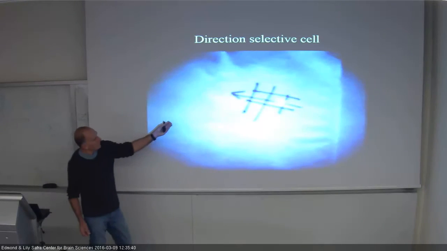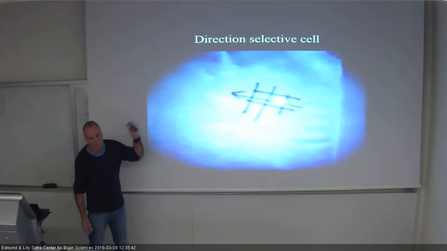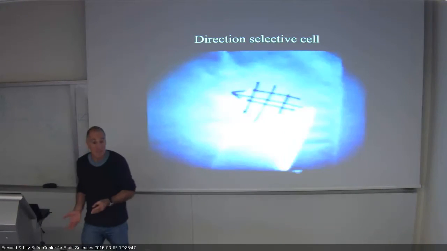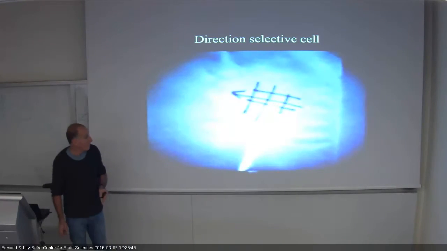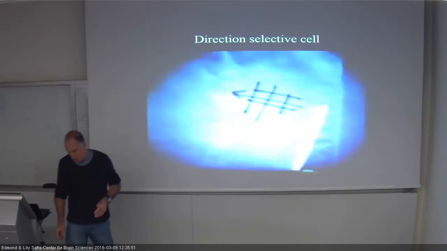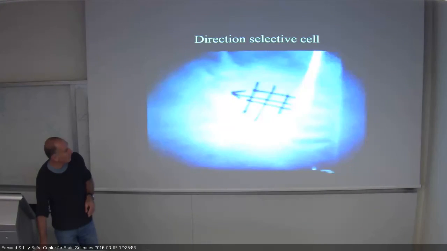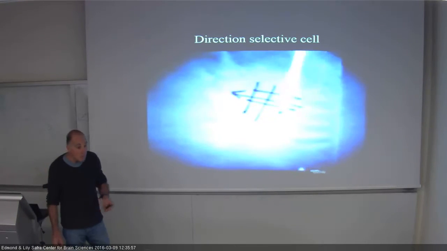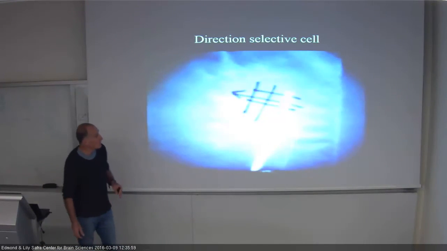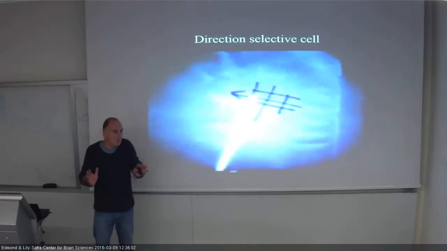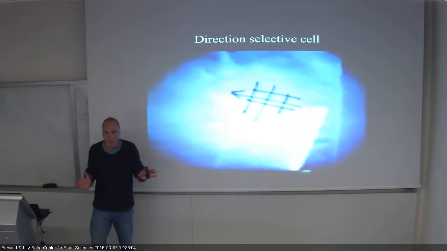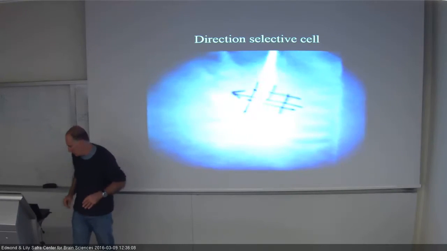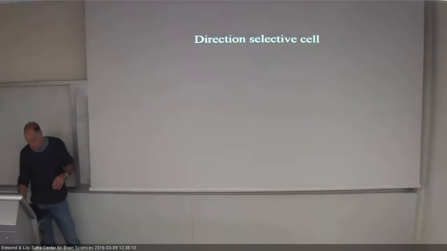Okay, so you can find neurons that are direction selective, okay? And you find this already in V1. In the rabbit, you find this already in the retina. But typically, in other animals, I don't know the answer, but in monkeys you typically find it in V1. Not earlier, not in the retina, as far as I know.